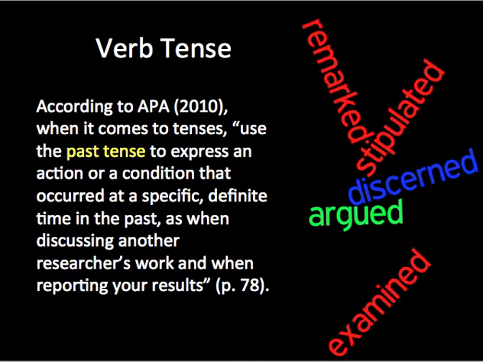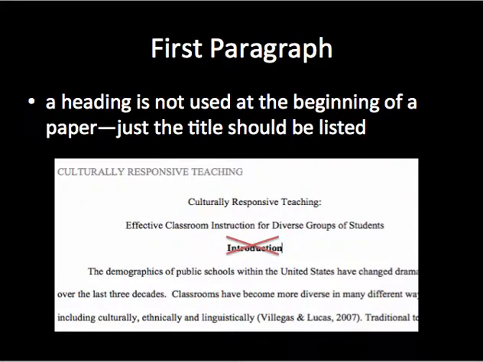So first is the verb tense, especially in the literature review section. Use past tense to express an action or a condition that occurred at a specific definite time in the past. So don't use present tense to cite a researcher's work. And the first paragraph, you don't need an introduction heading for the first paragraph because that paragraph is the introduction. So just write a paragraph and continue on.